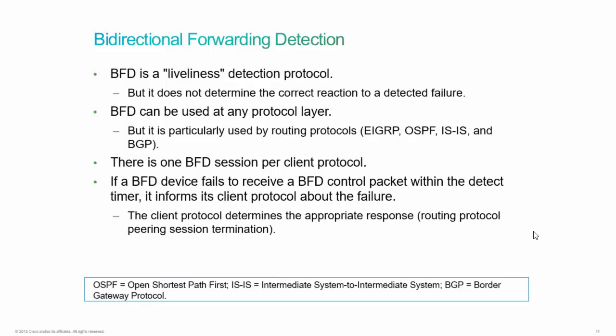So if a peer doesn't get a control packet within that interval, it's going to tell the routing protocol that there's a BFD session failure, and then the routing protocol would determine what the response should be. So maybe it's the routing protocol's peer session termination that's going to happen here. And that would be the typical response. If BFD says we can't talk, then the neighbor relationship, that peering, would go down.